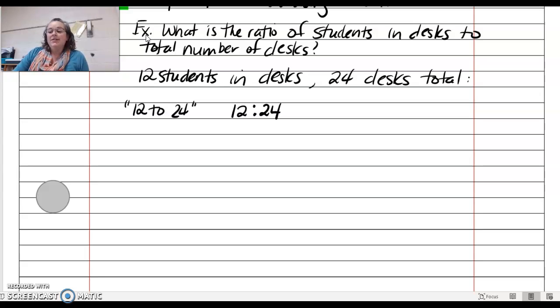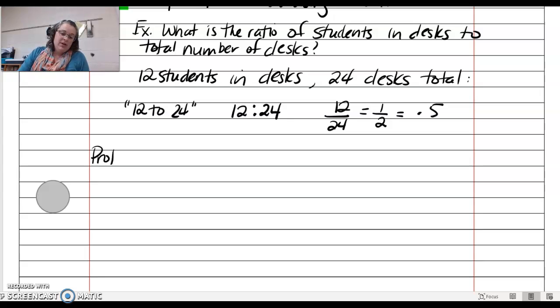We could also write it as the fraction, 12 to 24, which can be reduced to 1/2, which could be the fraction 1/2 or the decimal 0.5. Lots of different ways to write ratios. But I think today what we're going to do is mainly look at, like, the fraction values and then the decimal values. So those are ratios.